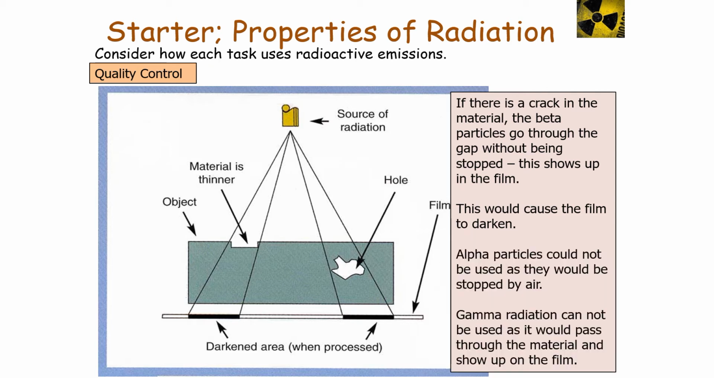Now, alpha particles could not be used as they'd be stopped by the air, so none would get to the other side, and gamma radiation would not be used because it will pass through the material, so it would show up on the film regardless, so you could not work out where the cracks in the material were.